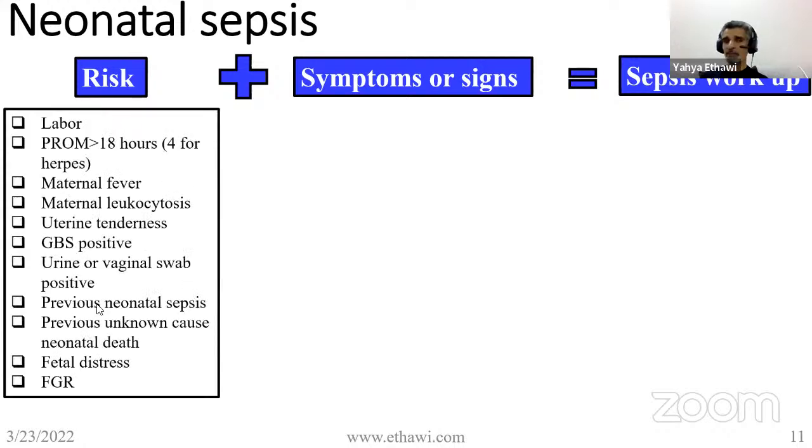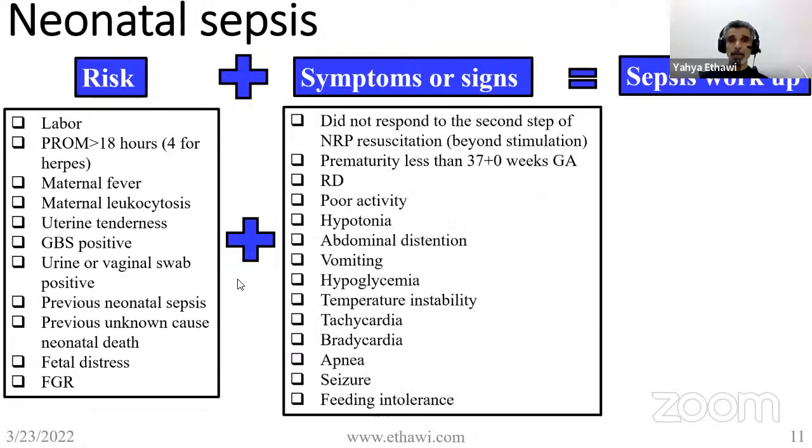Now the risk factors are these: mother in labor, labor pain, PROM more than 18 hours, maternal fever, leukocytosis, tenderness, GBS positive, urine or vaginal swab positive, previous neonatal sepsis, previous unknown cause of neonatal death, fetal distress, fetal growth retardation or restriction, and symptoms. So any symptom; prematurity is a symptom if the mother is in labor, not prematurity induced by C-section or by induction of labor; RDS, poor activity, hypotonia.